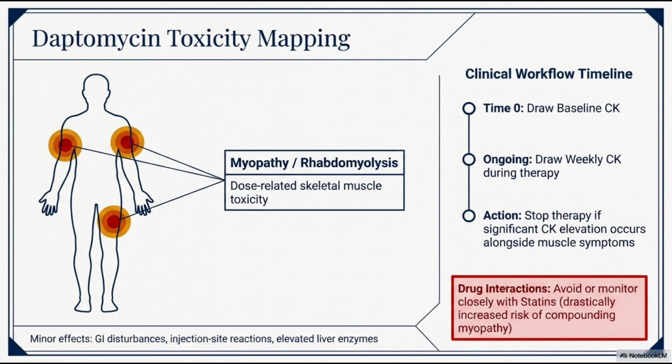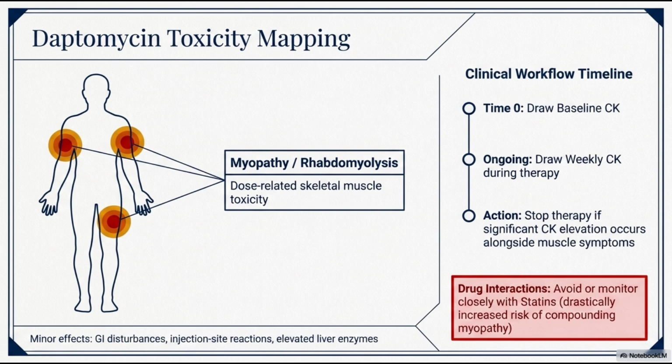Wow. Okay. So what does this all mean for the patient's chart? We can't just wait for a patient to complain of muscle pain before acting, right? No, you have to be super proactive. Residents must check serum creatine phosphokinase, or CK, at baseline before the first dose. And then weekly after that, I assume? Right, and there are hard clinical stops.